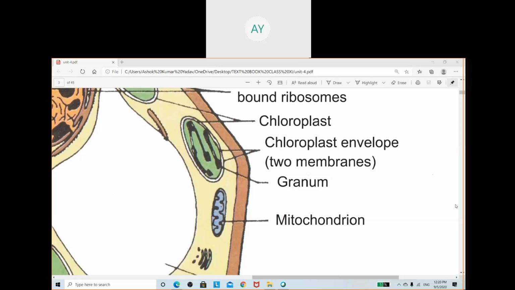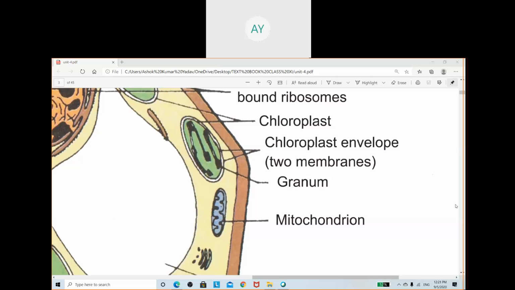I am talking about the liquid, just like a fluid inside the chloroplast. Not chlorophyll, it is the stroma. Yes, stroma. And the pigment-like molecule is known as chlorophyll. That is chlorophyll, a pigment-like molecule that is present between the two granum.